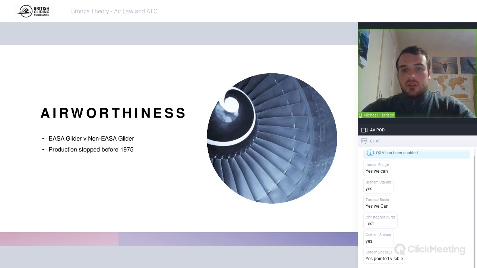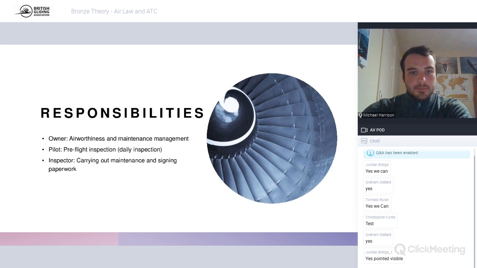But very briefly, the requirements for airworthiness: you need to know the difference between an EASA glider and a non-EASA glider. So the key difference, as written on the screen, is whether production was stopped before 1975. And the reason that we need to know whether our glider is EASA or non-EASA is because it affects our maintenance requirements, and it also affects our flight crew licensing requirements. So if we move on to the next slide, if it will let me.